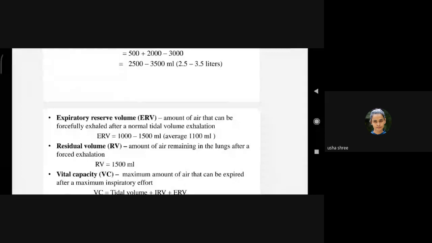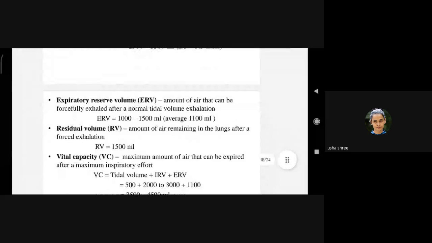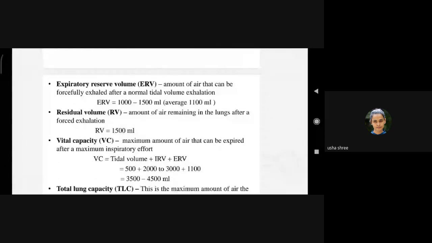And then next is residual volume. Residual volume is the amount of air remaining in the lungs after a forced exhalation. Means we are exhaling forcefully. After that also, some amount of air is remaining in the lungs. And why is this air remaining in the lungs?